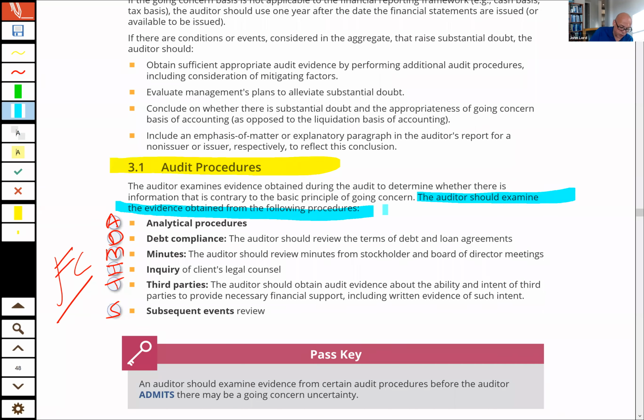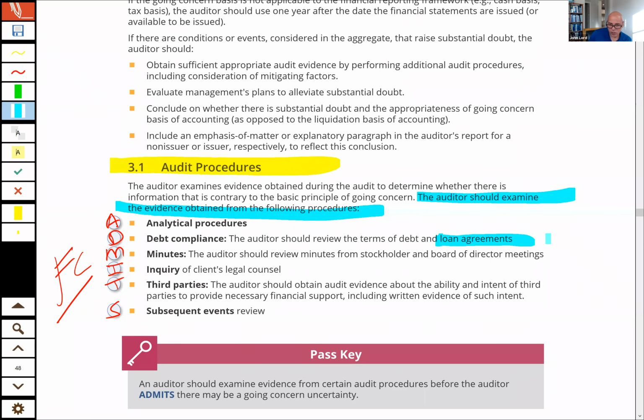Analytical procedures could identify a going concern issue. Debt compliance: remember we talked about those loan covenants a little while ago and the importance of disclosing those. Why are they so important? Because if it says that they're going to start to call debt if your debt to equity ratio goes above a certain level, then they're going to call the debt. And if the company doesn't have the liquid funds to pay that debt, you have a going concern issue.